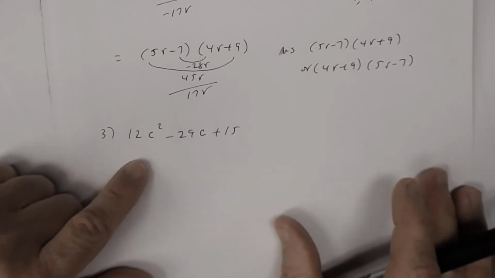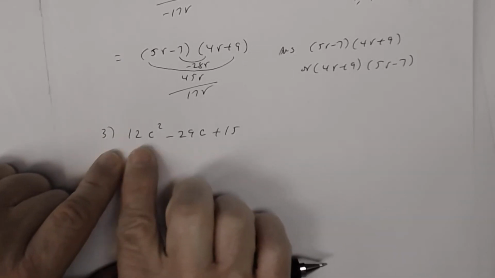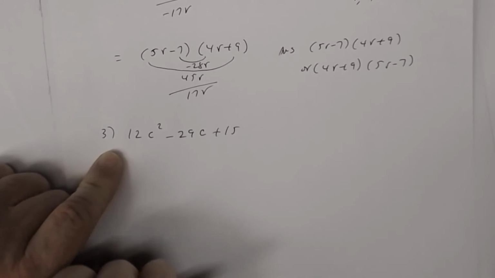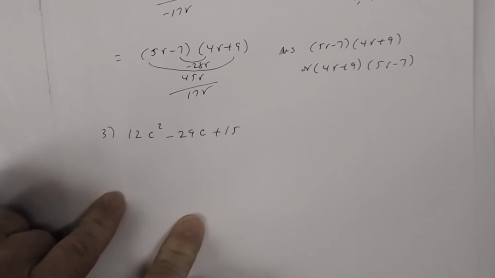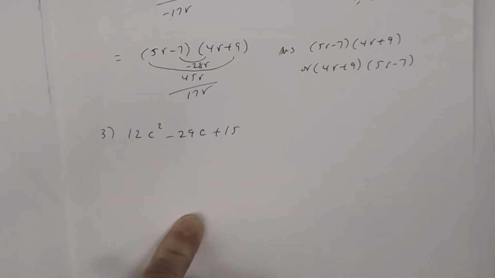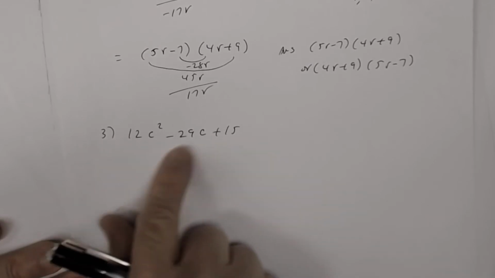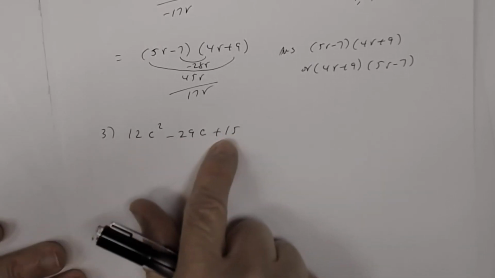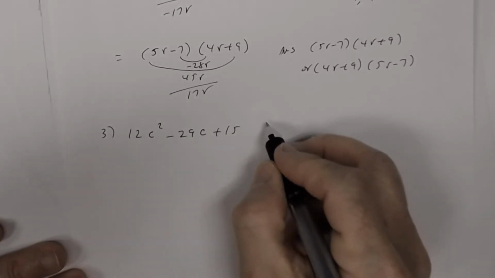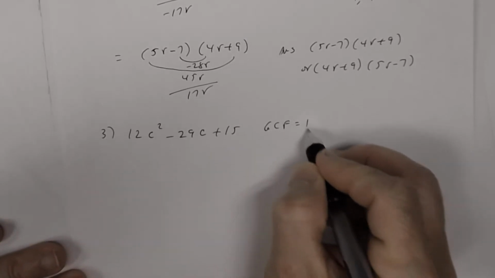Okay, so again, it's a little bit more challenging because 12 is not prime and 15 is not prime. So those are composite numbers. So I may try different things before I get to the right pairs that I need. Okay, so again, first of all, you've got to look for the GCF of those three terms. The GCF of this trinomial, this polynomial, is 1. So the GCF is 1.